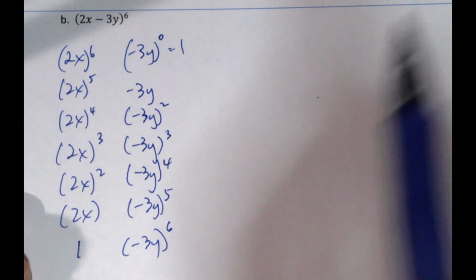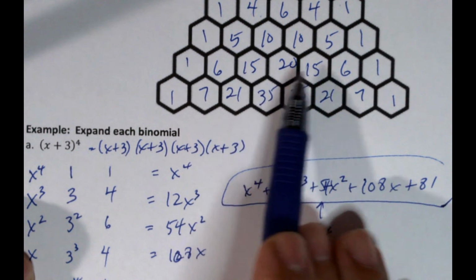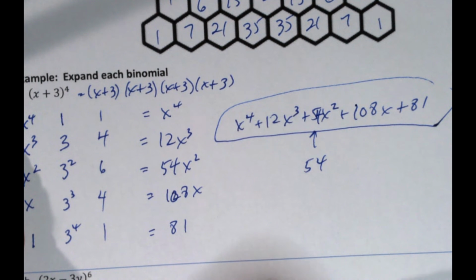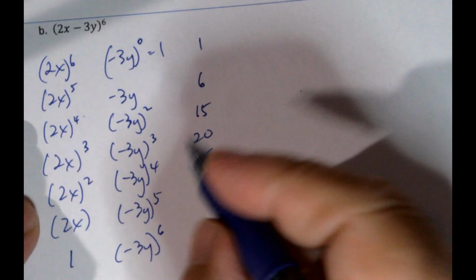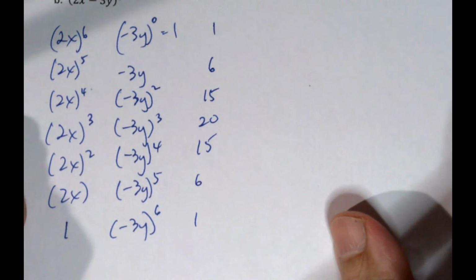All right, now we're going to find a line with the 6 in it, so we're going to use this one. 1, 6, 15, 20, 15, 6, and 1. Now we're going to multiply straight across.